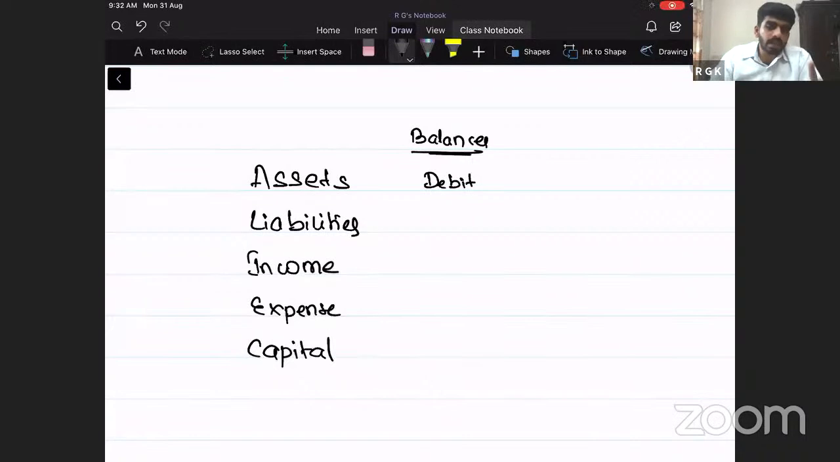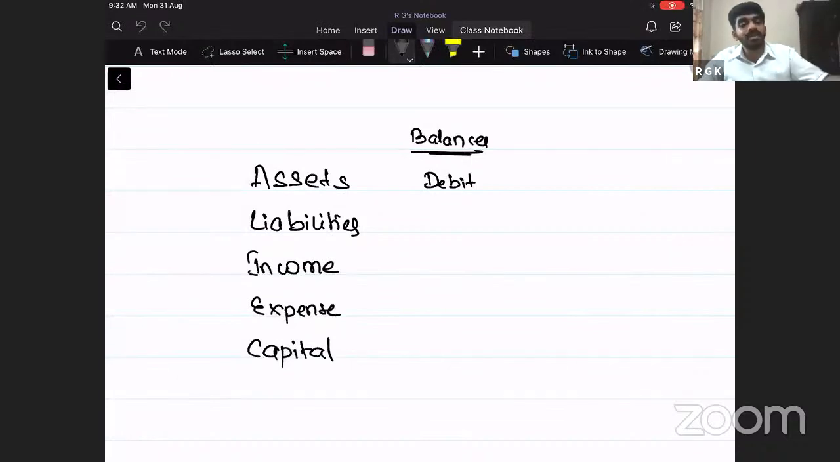Assets will always have debit balance. Assets are the balance which stays in the account. For example, if you have 10 rupees in your pocket, that is called cash balance with you, and that is always debit balance.